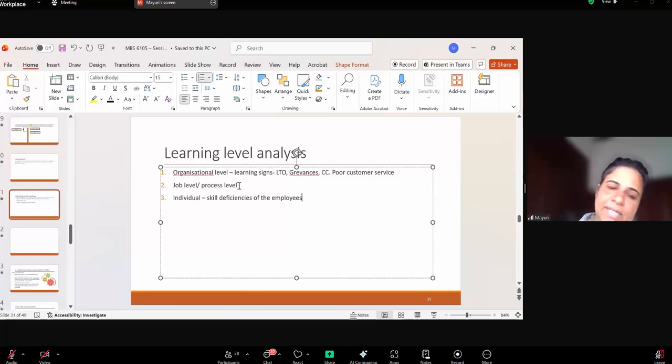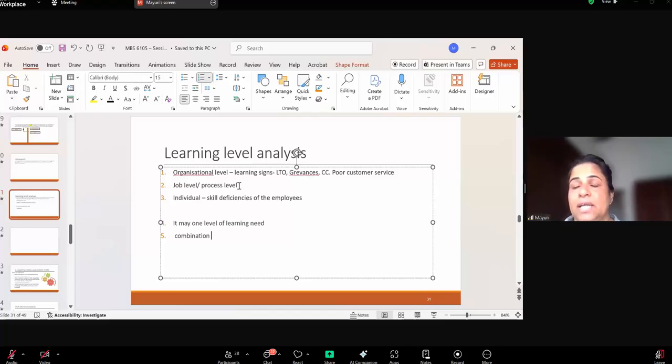Right? But now, what happened? We do this level analysis. Sometimes it may be one level of learning need. Sometimes it might be a combination. Some certain individual level gaps are there, process level gaps are there, organization level gaps are there.